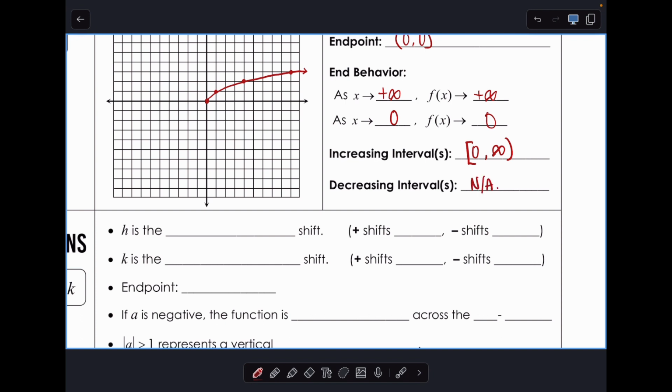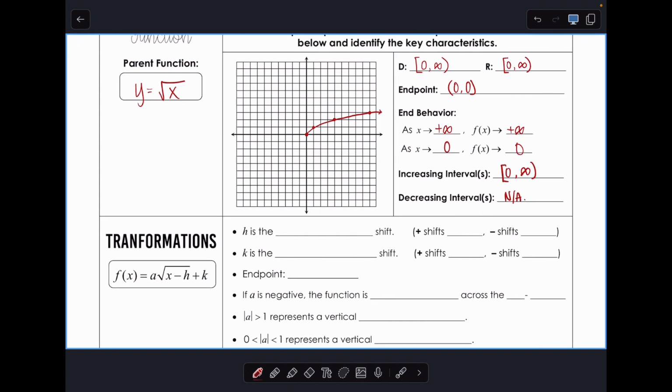NA, or none. Either one will do. Okay? How are we doing? Now we're going to transform. This is our parent. That means we can change it any way we need to using our transformation form.